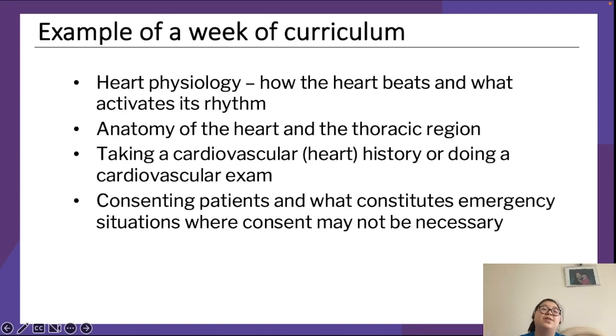An example of a week of curriculum which fit together very nicely was a week focused on the heart. We had a lecture on heart physiology, so how it starts to beat, how it beats, how it stops beating, etc. Then in our anatomy classes, we had dissections and looked into the heart and thoracic region and all the nerves and vessels that pass through there. Then our clinical skills was based on taking a heart history, so all the heart symptoms, and the following week was focused on doing a heart exam, so listening to the heart. And our med law and ethics and social and population classes focused on scenarios and interventions which are heart related, like doing ultrasounds and scans of the heart, and also how to consent patients and the idea of informed consent.